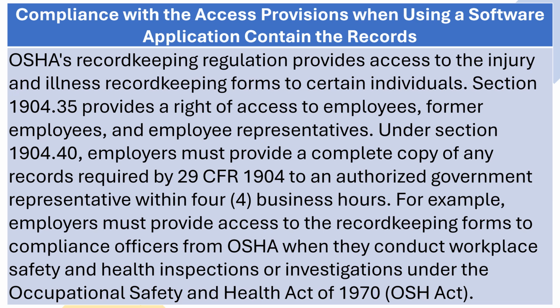OSHA's record-keeping regulation provides access to the injury and illness record-keeping forms to certain individuals. Section 1904.35 provides a right of access to employees, former employees, and employee representatives. Under Section 1904.40, employers must provide a complete copy of any records required by 29 CFR 1904 to an authorized government representative within 4 business hours. For example, employers must provide access to the record-keeping forms to compliance officers from OSHA when they conduct workplace safety and health inspections or investigations under the Occupational Safety and Health Act of 1970, OSHA Act.